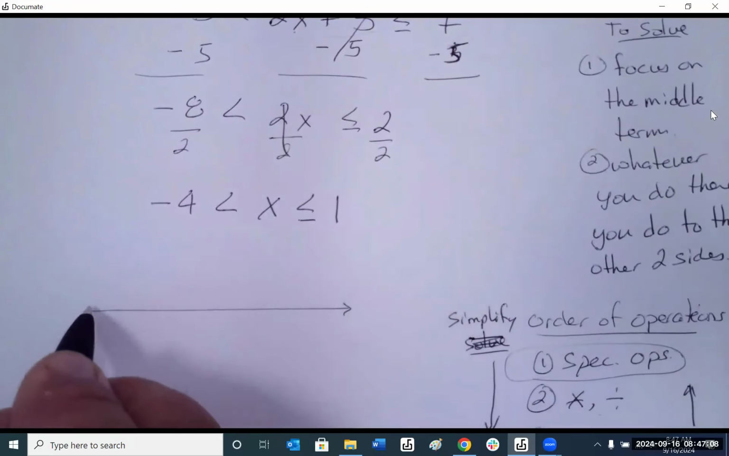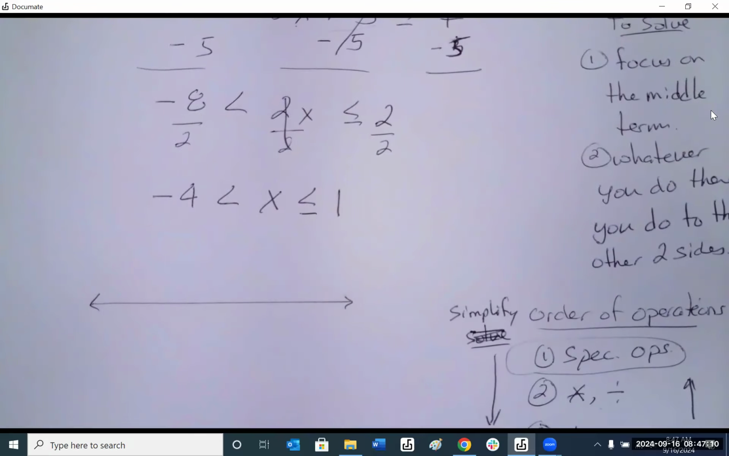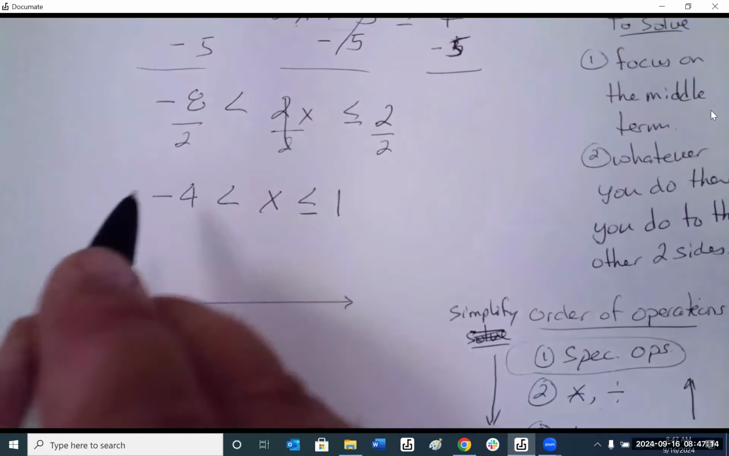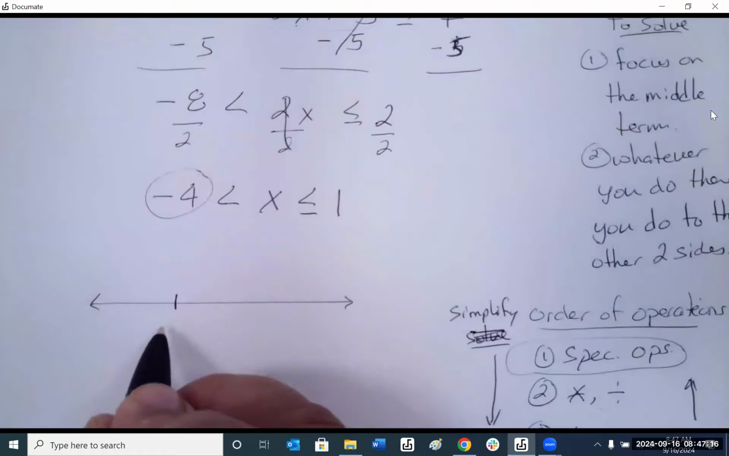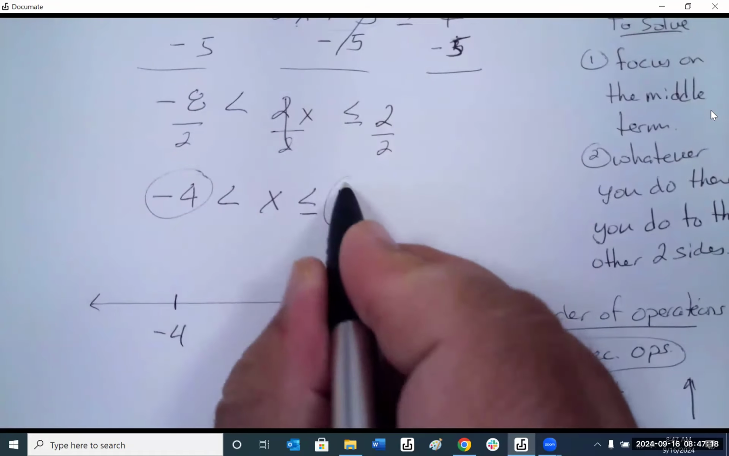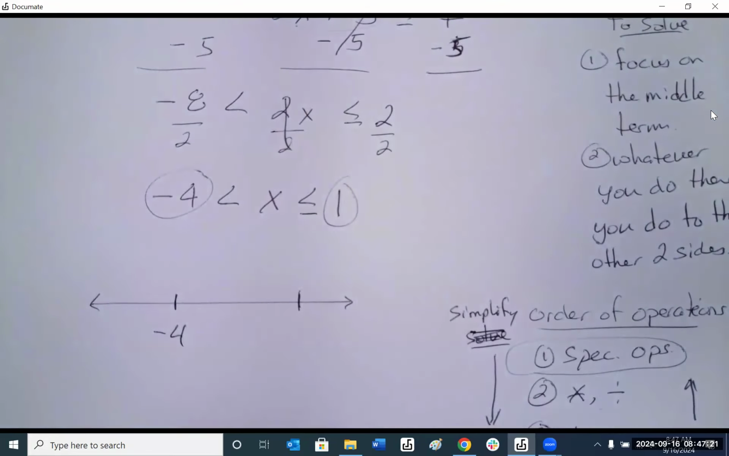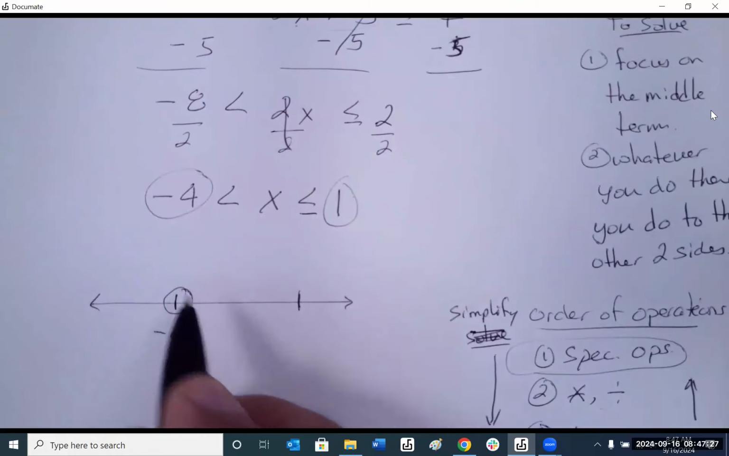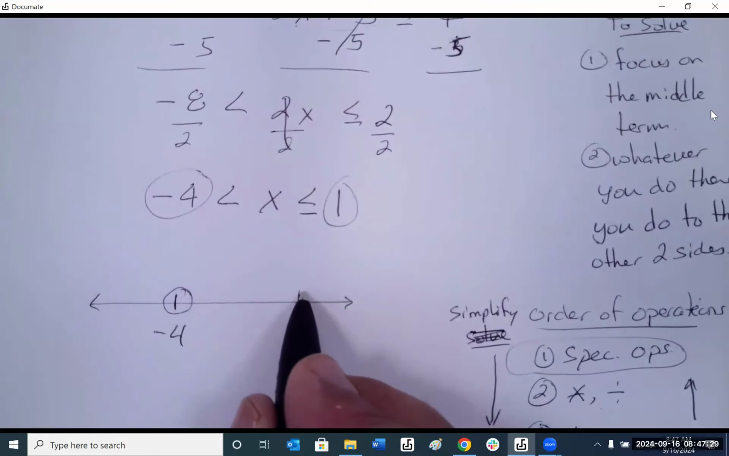So what's that graph going to look like? We have a -4. We have a +1. X is between there. So is -4 an open or closed circle? And 1 closed.